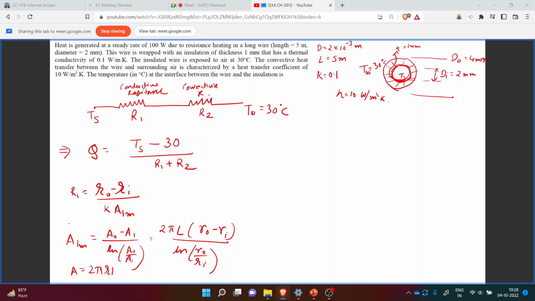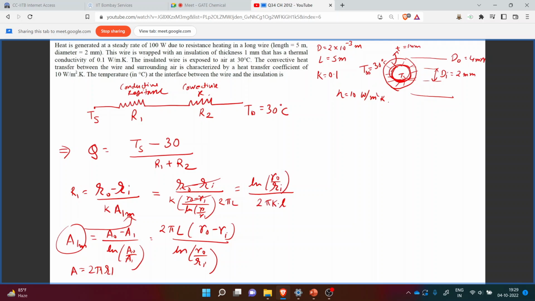ri. Now we can put this value of ALM over here, and we can get the radius terms as r0 minus ri upon k times of r0 minus ri upon ln of r0 upon ri, and we also have this 2 pi L. This r0 minus ri will get cancelled out, and R1 we will be having as ln of r0 upon ri upon 2 pi k L. That is the conductive resistance within a cylinder. You can straight away remember this formula.